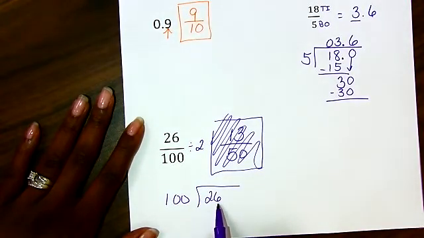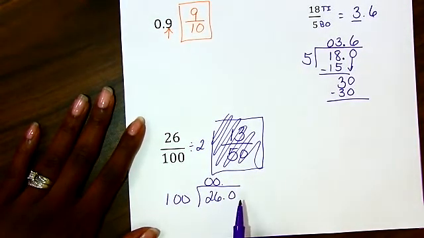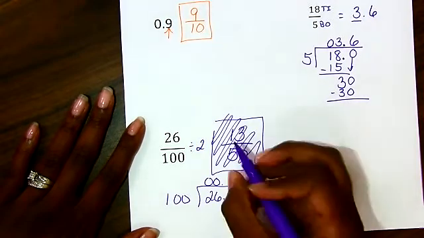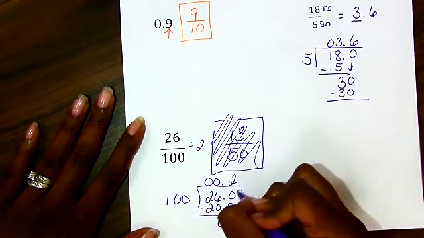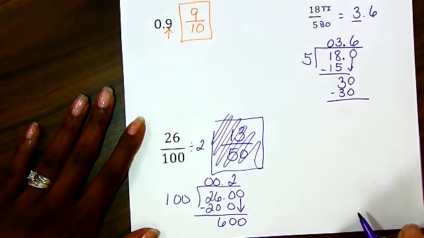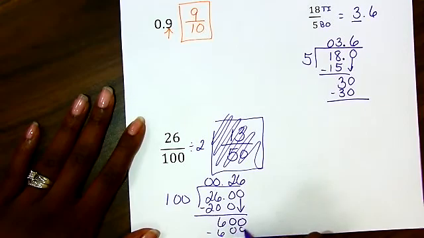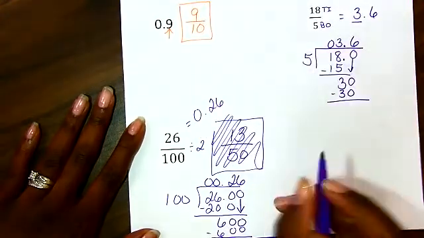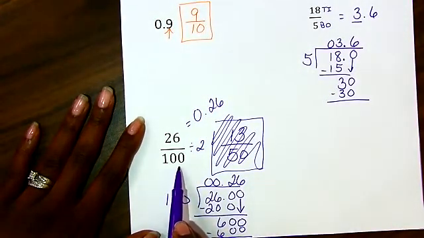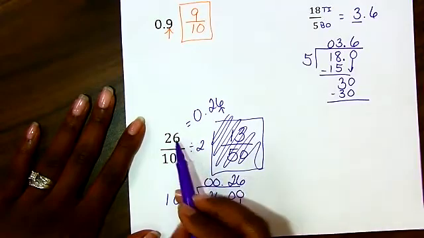100 cannot go into 26. How many times can it go into 260? Good job, 2 times. When I subtract, I'm left with 60. So I'm going to add a 0. How many times will 100 go into 600? Good job. 6 times with nothing left over. So the equivalent form of 26/100ths is 0.26. Now, some of you might see like, hundredths. The 6 is in the hundredths place. There's the 26.